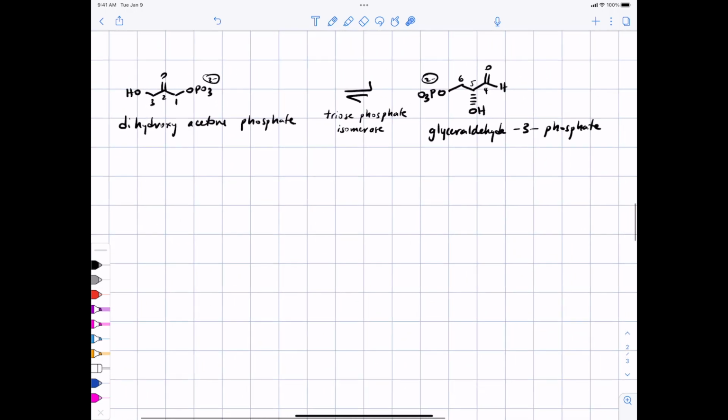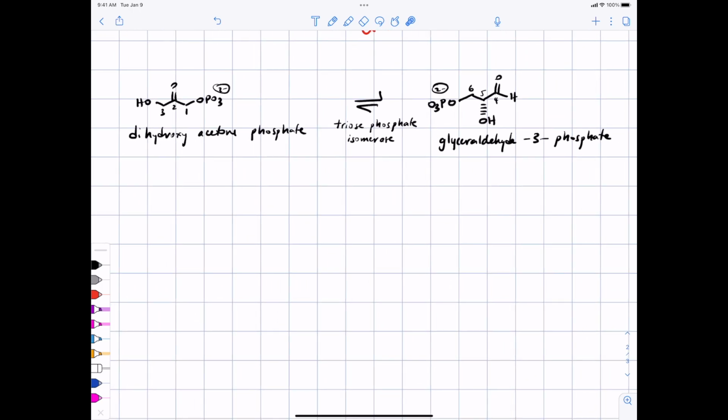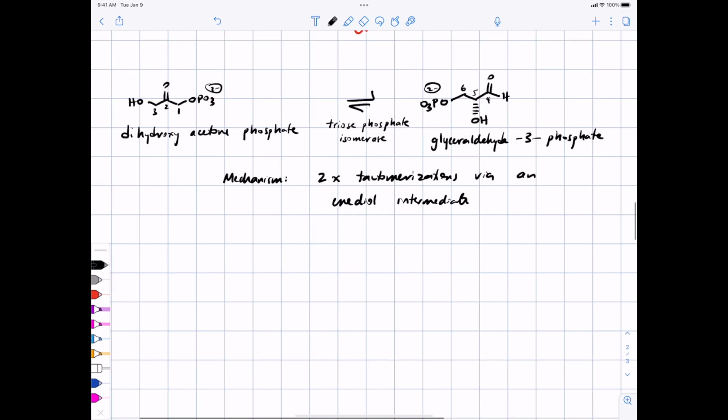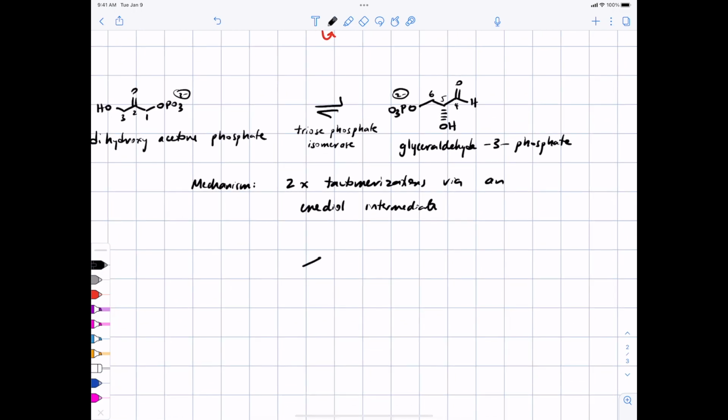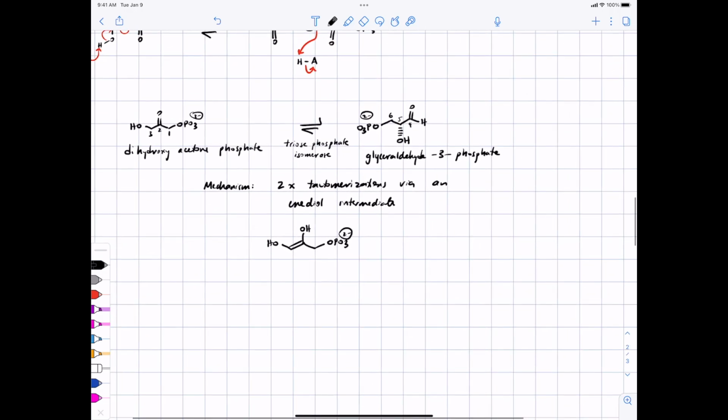Okay, so the mechanism here I'm not going to draw because you've seen it already. It's going to be 2 tautomerization steps via an ene diol intermediate. I can draw the ene diol for you if you want to help you a little bit along the way. You should make sure you can draw this mechanism, but it's not hard based on what I showed you before for fructose. All right.